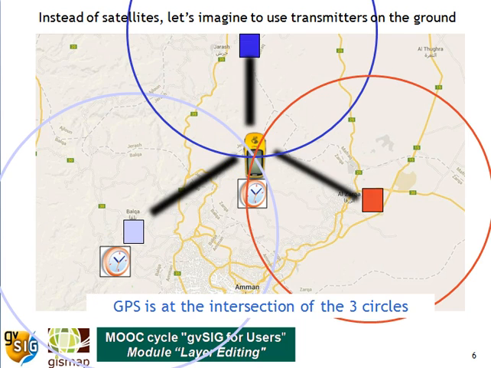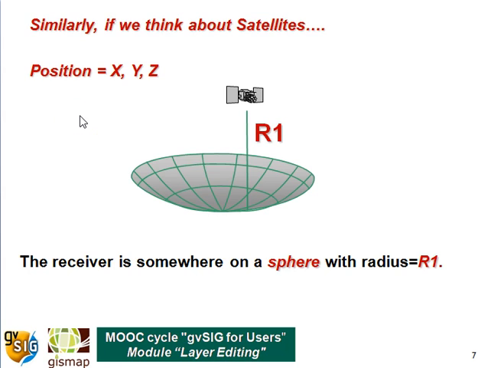But if I have 3 circles, I can be only in this place. On the contrary, if I had 2, I could be here or here, let's say. And similarly, if we think about the satellite, if we are on the ground and we receive information from the satellite, the receiver is somewhere on a sphere with this radius, the distance between the satellite and the receiver, or let's say the surveyor. And I have to calculate the exact position x, y, and z.